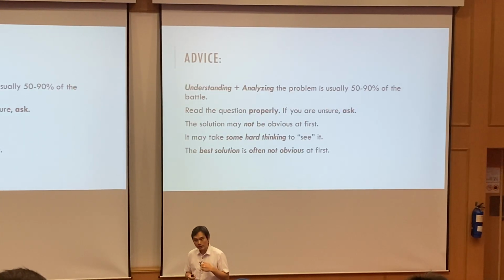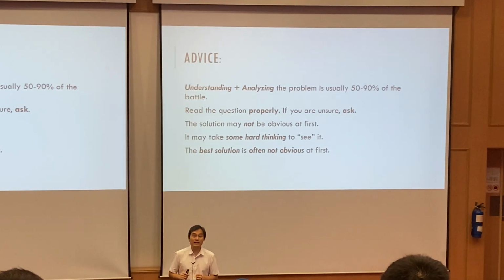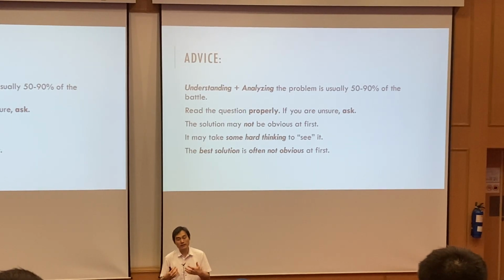So here's some general advice. Really, you have to understand and analyze the problem well. If you can do that, you are 50% to 90% of the way there. It depends on the problem, obviously. But very often when we grade, the mistakes that happen are usually not because you don't know the algorithm, but you got one part wrong because you didn't read the question properly and you made some assumptions that you shouldn't have. So you have to read the question very properly.